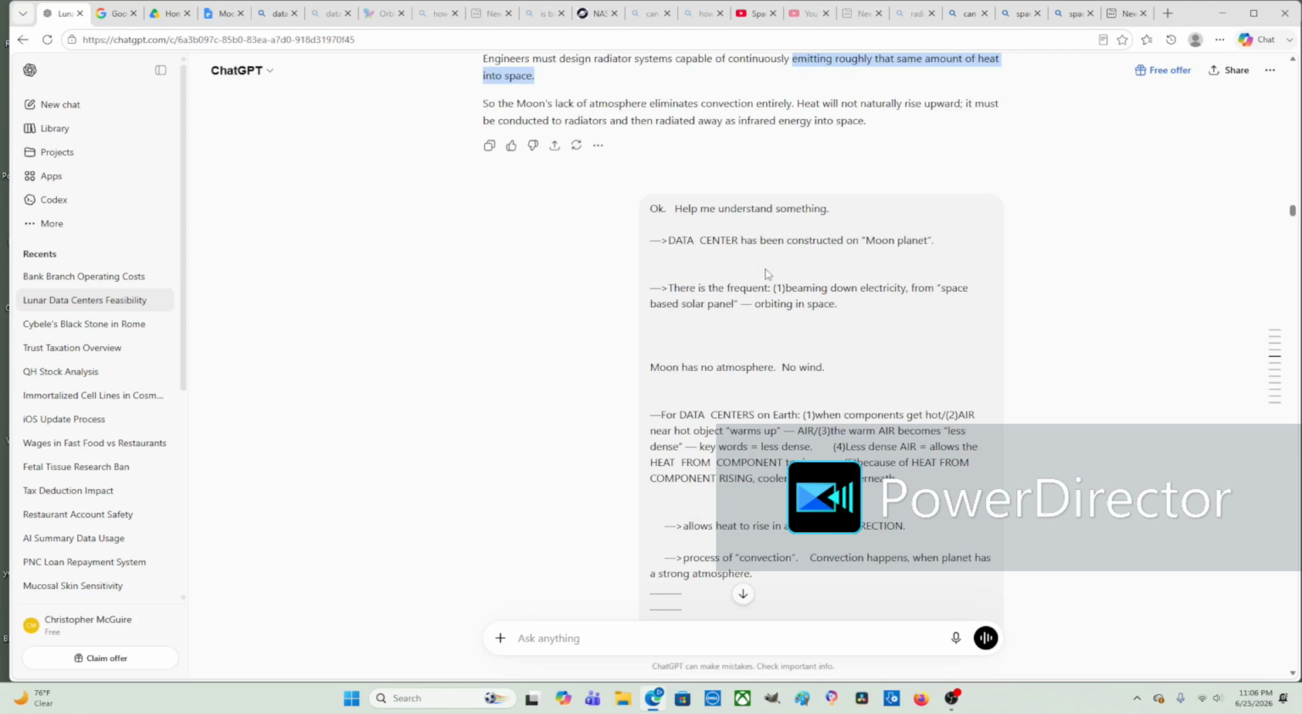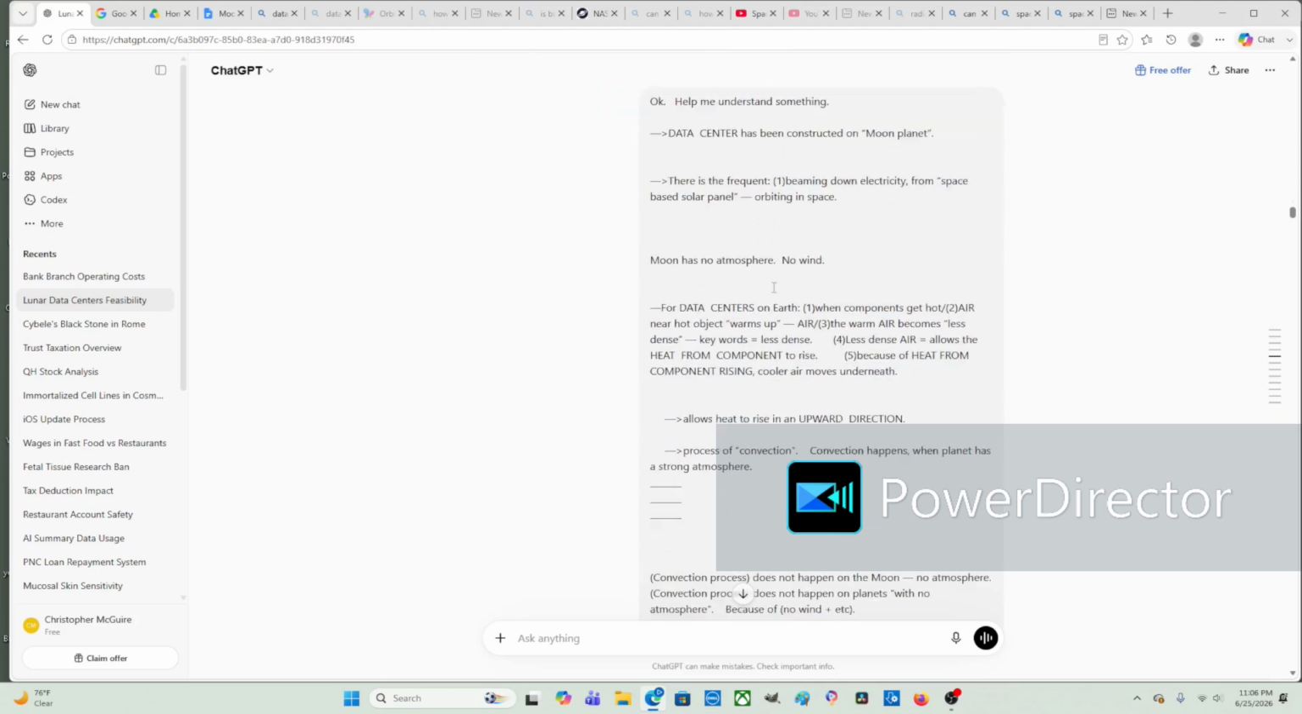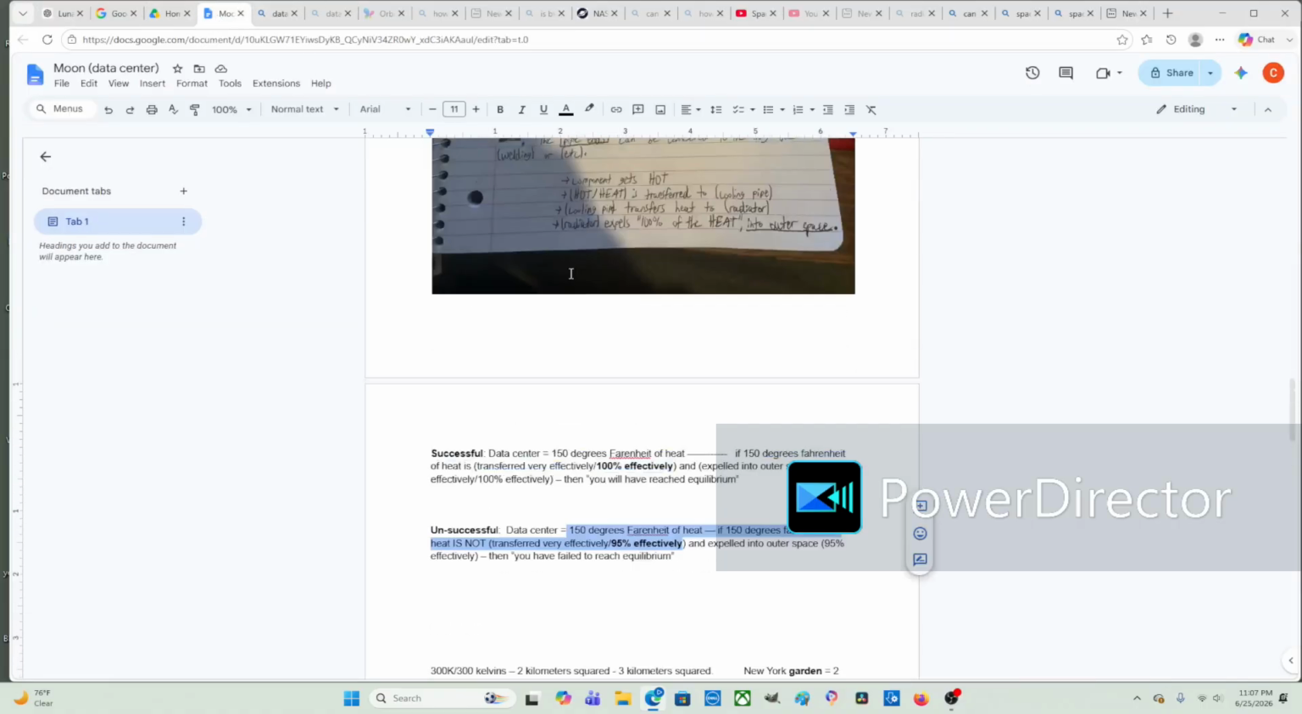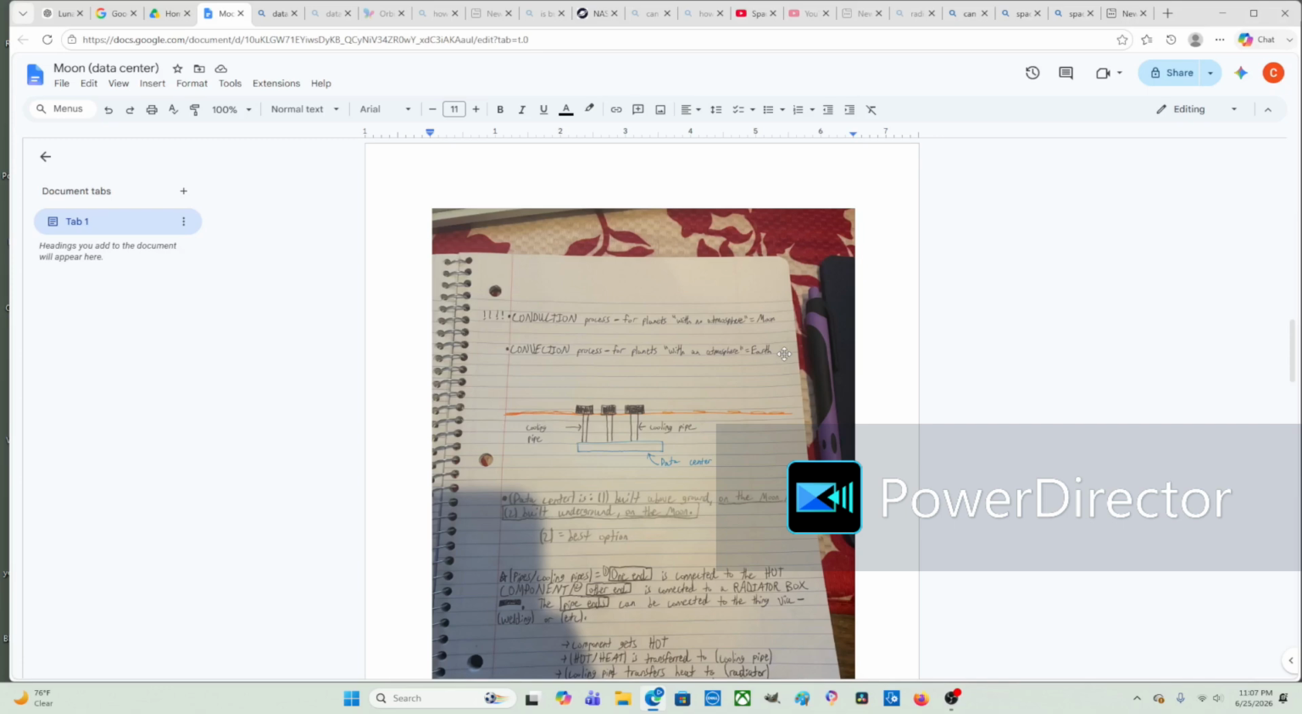I tried explaining it to ChatGPT, like explaining how convection works and how heat rises. On Earth, for data centers, when components get hot, the air near the hot object warms up. The warm air becomes less dense. The key word is less dense. The warm air becomes less dense and rises up. Because the heat from the component rises, cooler air moves underneath, allowing for cooling. That is an aspect of convection right here. Convection.